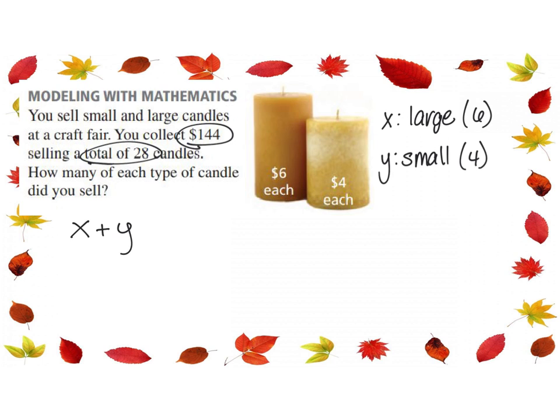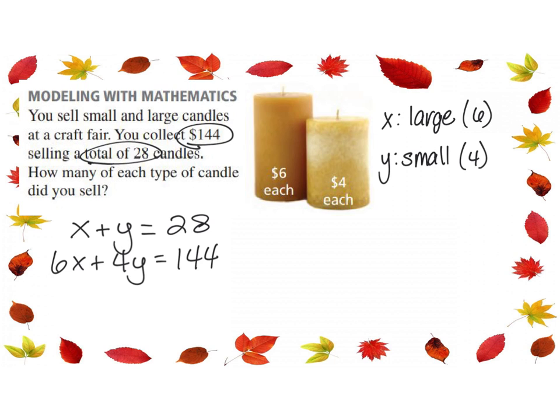Close. X plus Y equals 28, because that's your total candles, right? All right, anybody else want to give the second one a shot? Scout? 6X plus 4Y equals 144. Very good. Thank you. So now that we have our two equations, we can actually go and graph them.